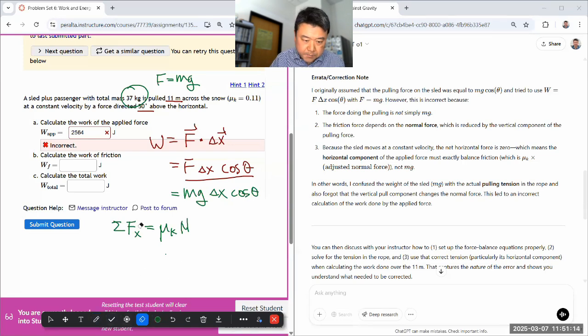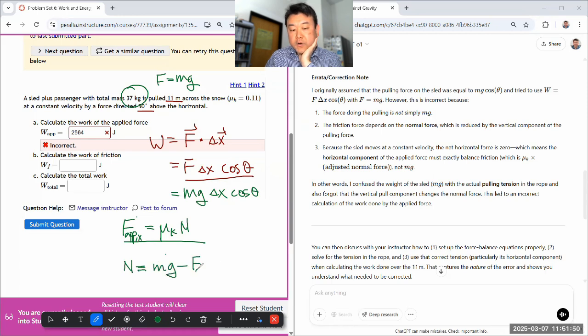Let me follow ChatGPT's approach, which is not to write down the net force. Having figured out it's 0, it's just saying the applied force in the x component is that. Saying that, okay, the friction force depends on normal force, which is reduced by the vertical component of the pulling force. Okay. So what you would end up writing down is normal force is equal to mg minus vertical component of applied force.